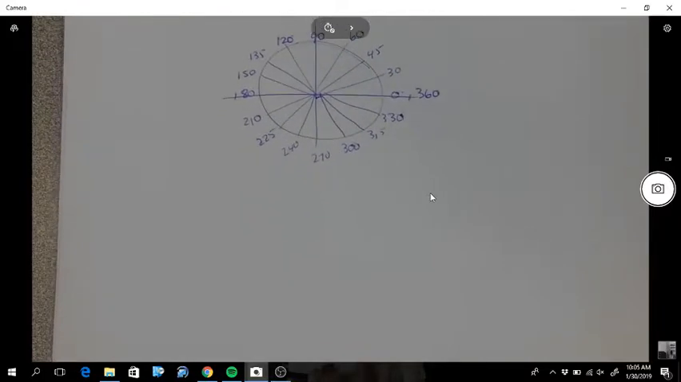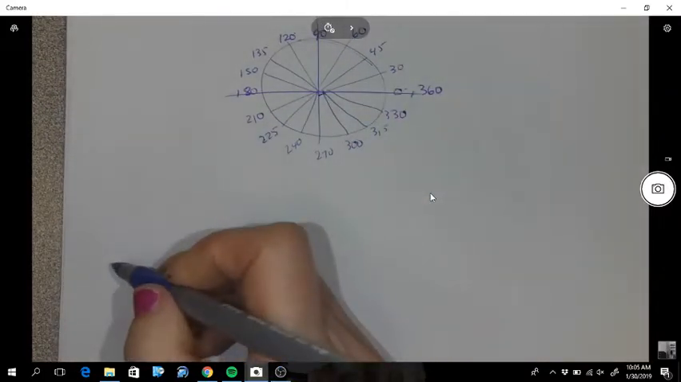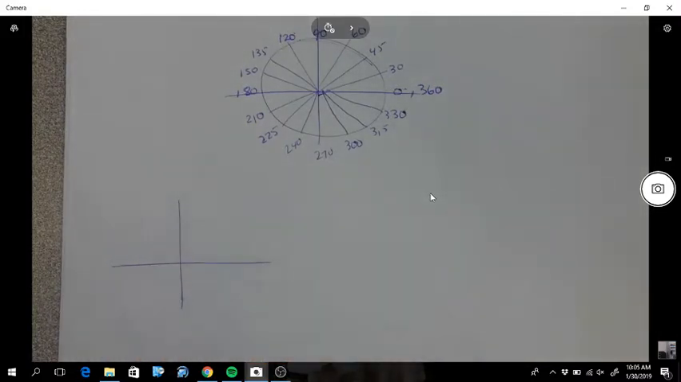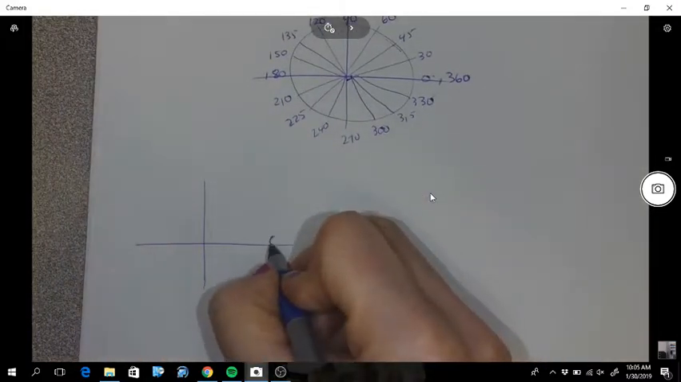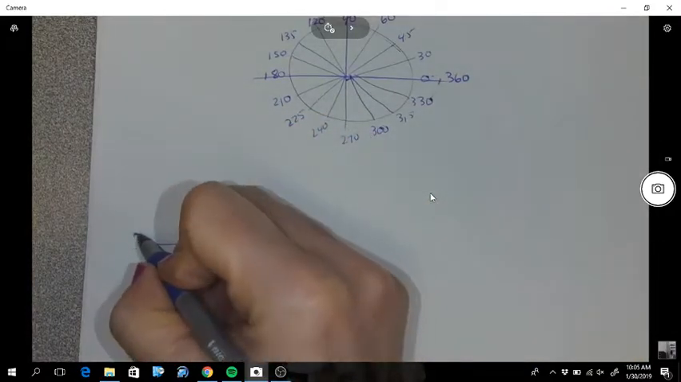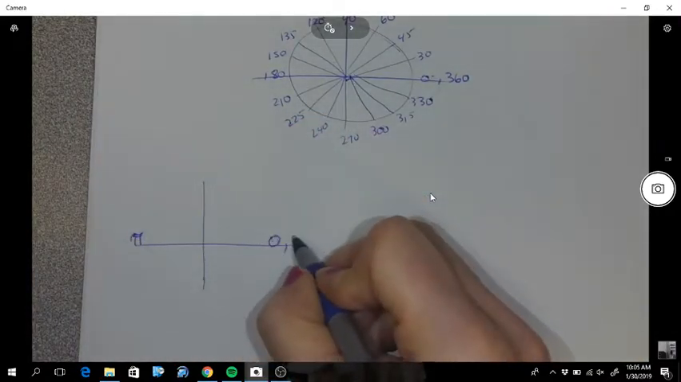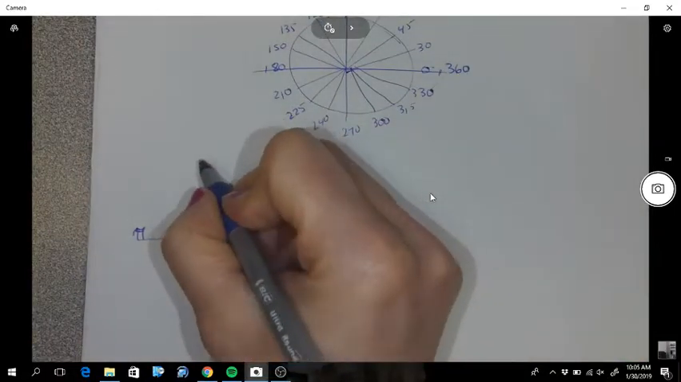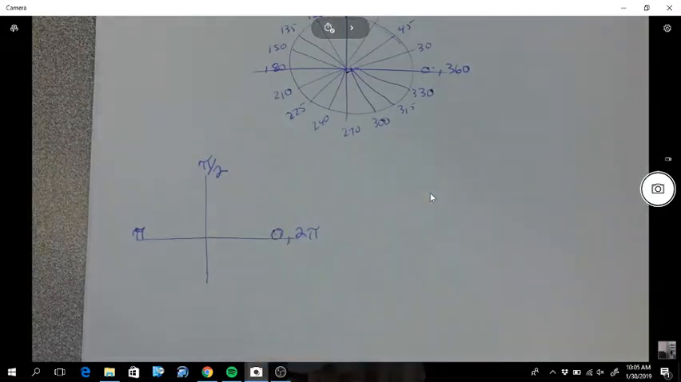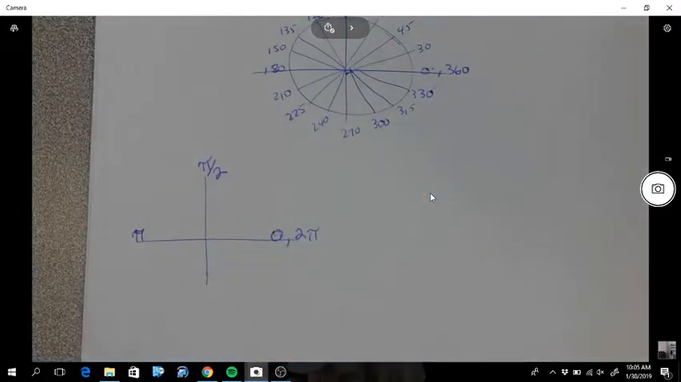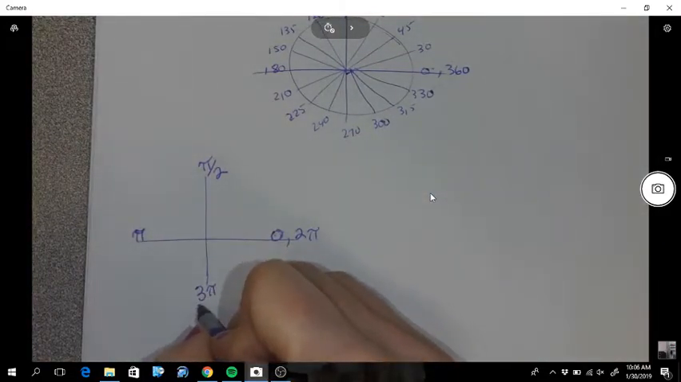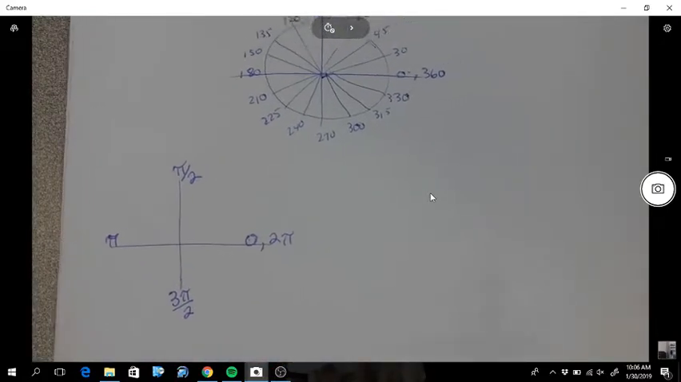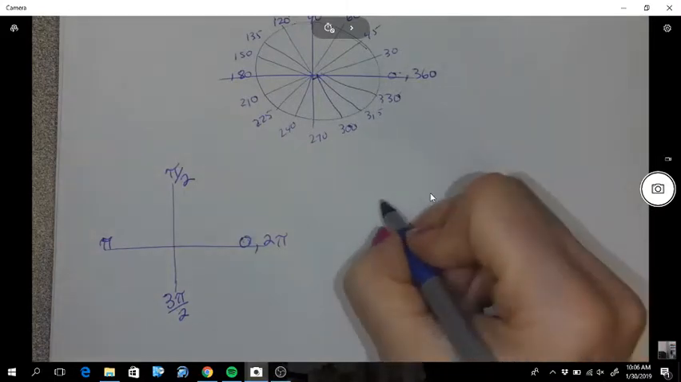Okay, so the first ones that are the easiest would obviously be the quadrant spots. So this would be 0 radians and pi and 2 pi. And then these are pi divided by 2 and 3 pi divided by 2. Okay, so now let's go into 30 degrees.